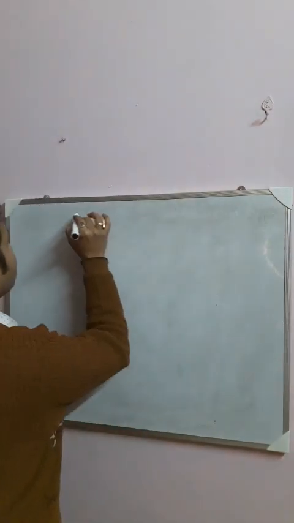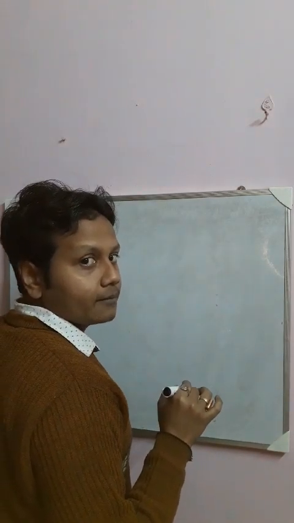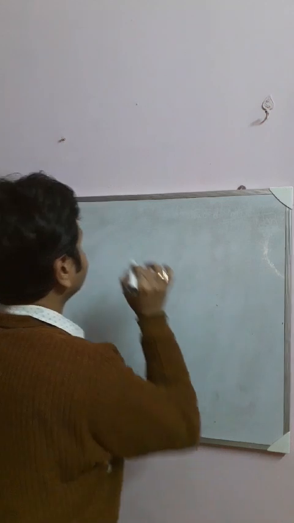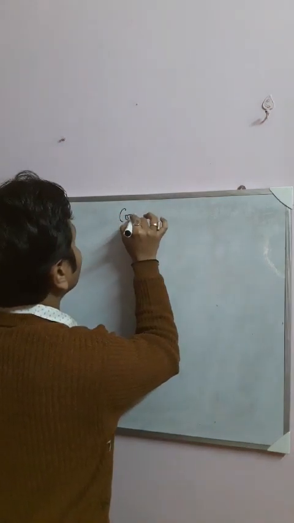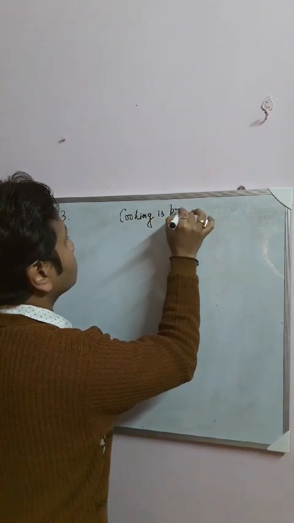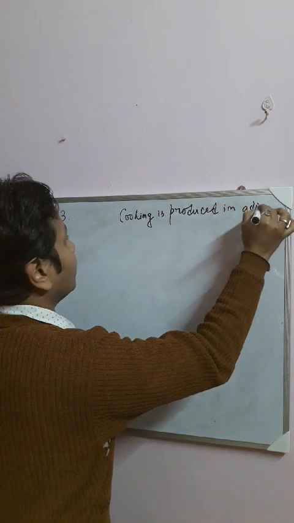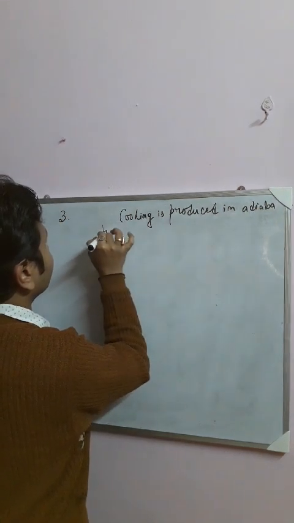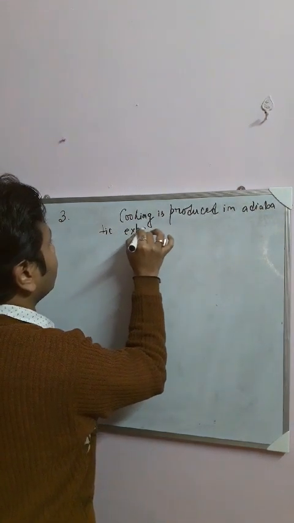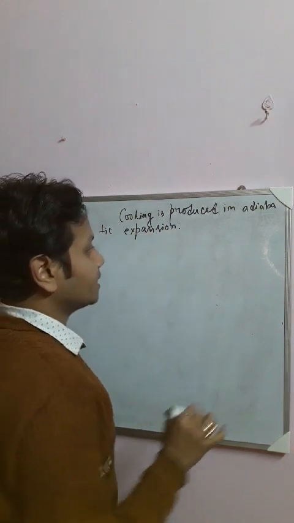Cooling is produced in adiabatic expansion. How can we check it?